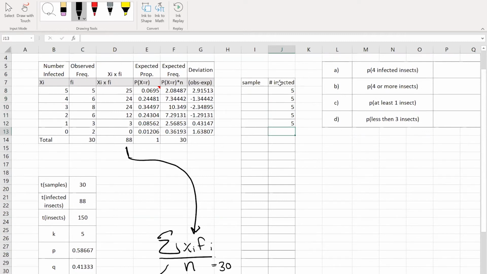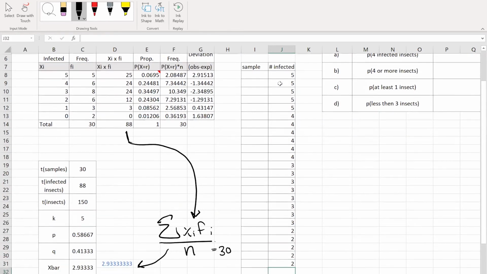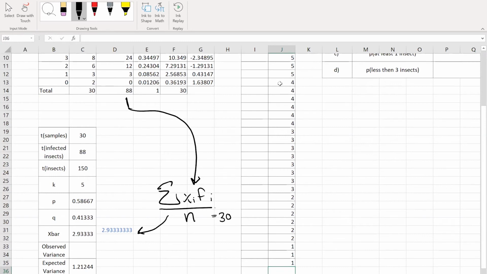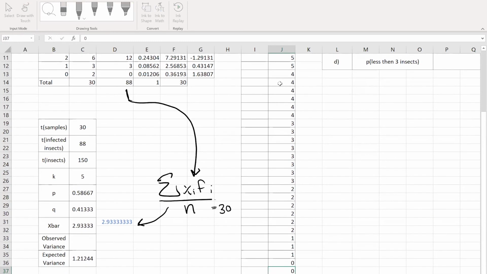4 infected bugs 6 times. 3 infected bugs 8 times. So 1, 2, 3, 4, 5, 6, 7, 8. 2 infected bugs 6 times. 1, 2, 3, 4, 5, 6. 3 samples with 1 infected bug. 1, 2, 3. And 2 samples with 0.